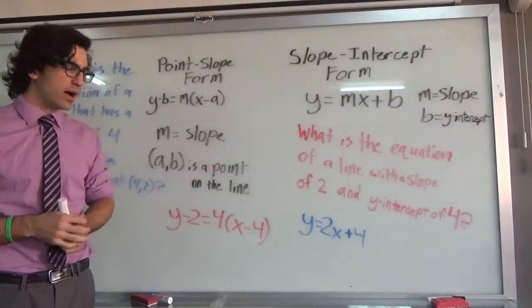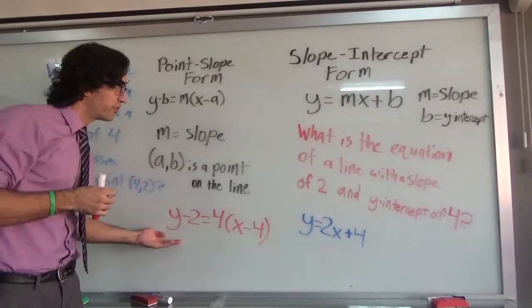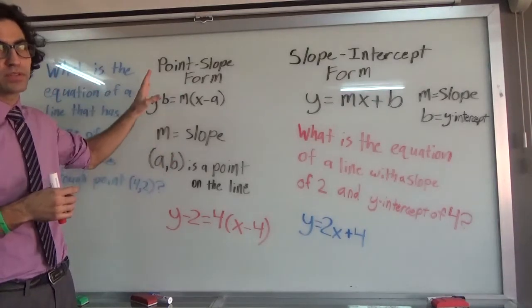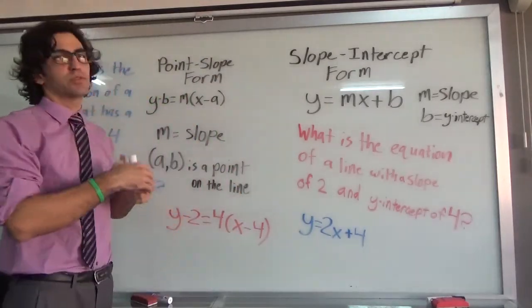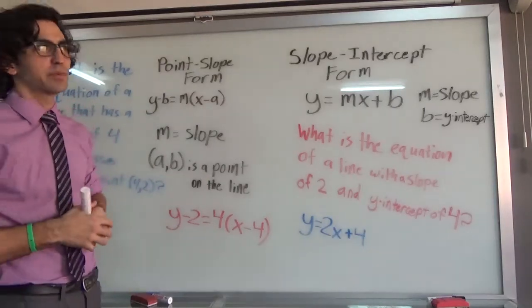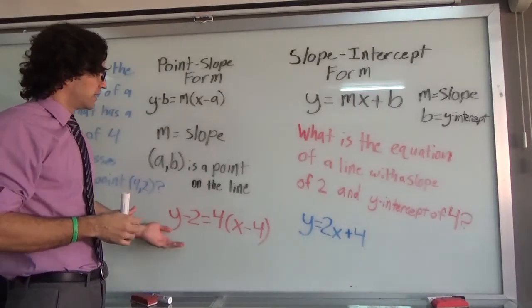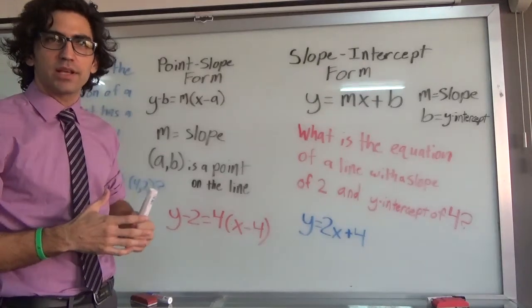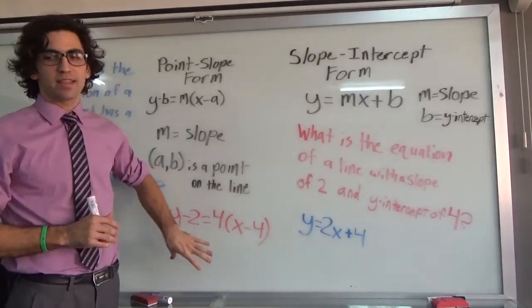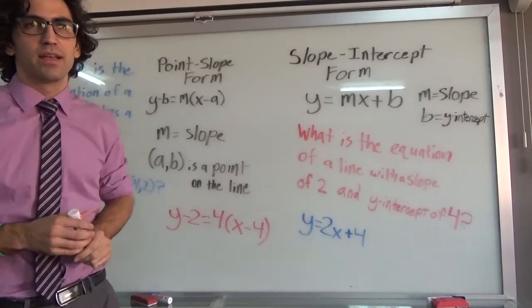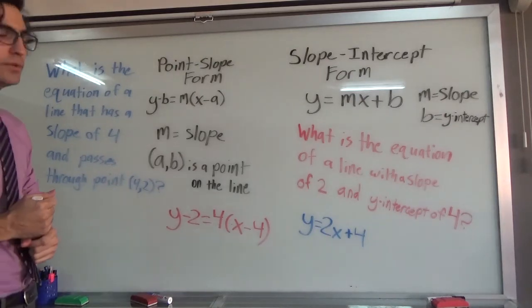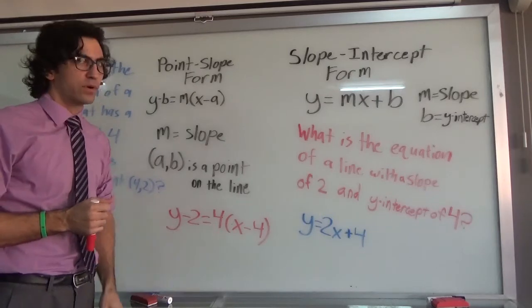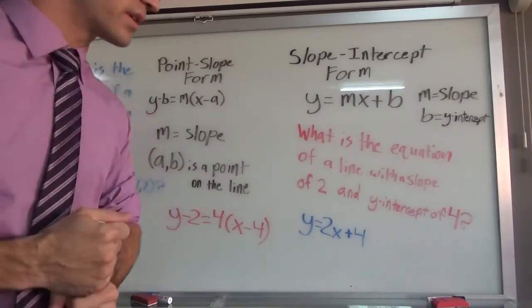And that is all that is required. If you wanted to transform this point-slope form into slope-intercept form, that's possible. If you want to transform this into standard form, that is also possible. But this is an acceptable form of a linear equation, and you can leave it at that, and that will satisfy the question. What is the equation of a line that has a slope of 4 and passes through point 4, 2? Y minus 2 equals 4 times the difference of x and 4.